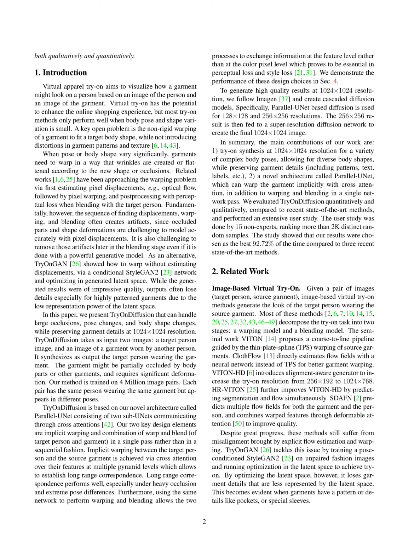In summary, our work brings two key contributions. Firstly, we have achieved try-on synthesis at a resolution of 1024 by 1024 pixels for a wide range of complex body poses and diverse body shapes, while preserving garment details such as patterns, text, labels, etc. Secondly, we have developed a novel architecture, Parallel-UNet, which can warp garments implicitly with cross-attention, and can accomplish warping and blending in a single network pass.